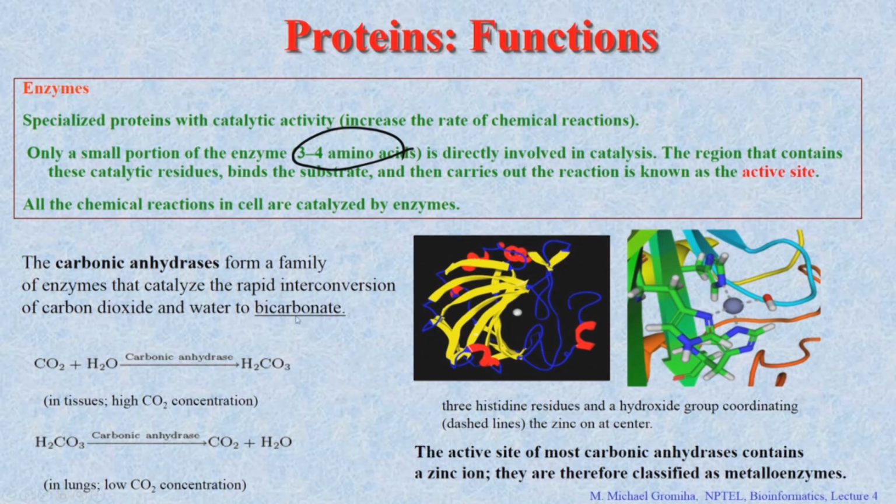One example is carbonic anhydrase, a family of enzymes. These catalyze the interconversion of carbon dioxide and water to bicarbonate. We give carbon dioxide plus water and these enzymes convert them into bicarbonate in tissues, at high carbon dioxide concentration. In the lungs, at low carbon dioxide concentration, this bicarbonate is converted back to CO2 plus H2O. Here is another example of a metal enzyme: the active site of most carbonic anhydrases contains a zinc ion, coordinated by 3 histidines. You can see one histidine here, one here, and one here. These proteins are also called metal enzymes because they are coordinated with this zinc ion.